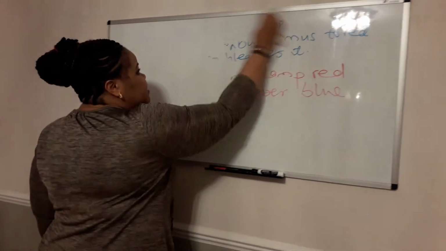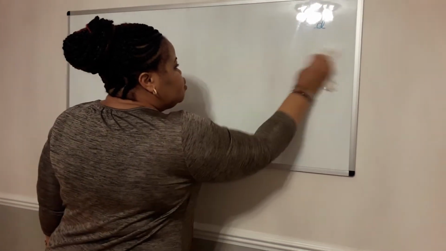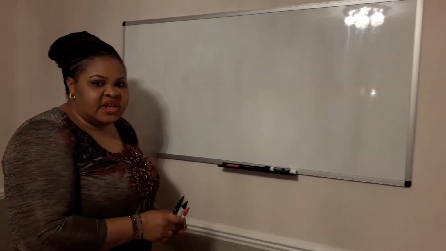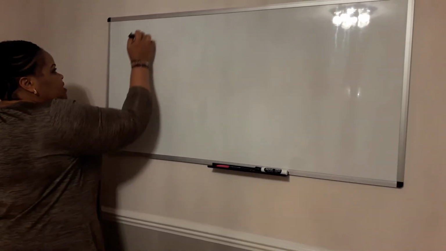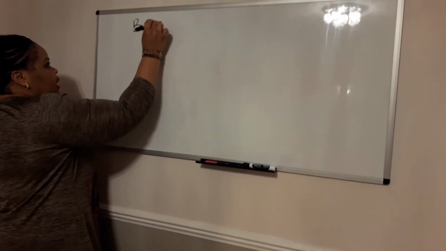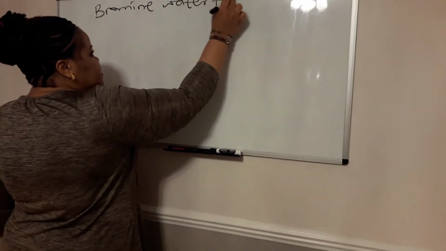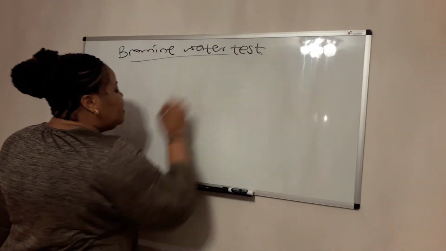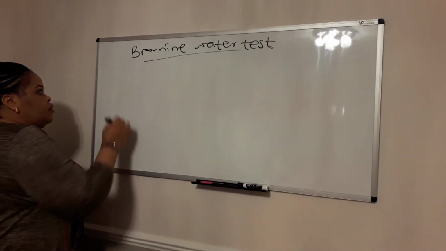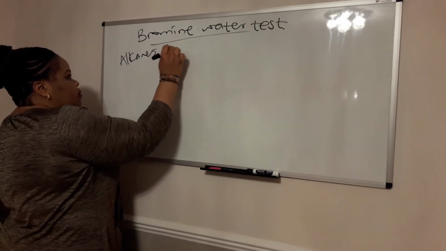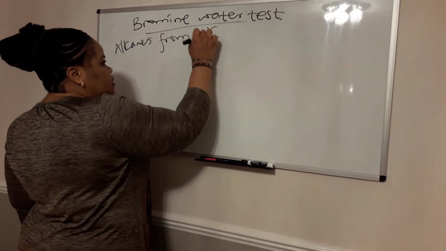This is for alkanes and alkenes. I'm going to do a separate video on alkanes and alkenes in the next couple of days, in a day or two. But this is the test for alkanes and alkenes, the bromine water test. Now for the bromine water test, you use it to identify alkanes from alkenes.